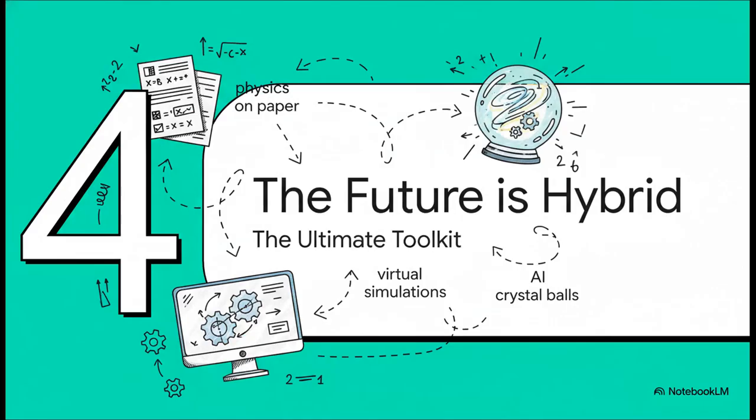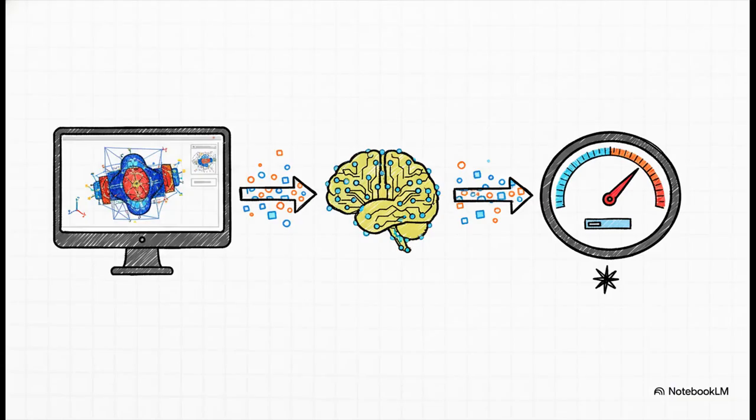So, okay, we have physics on paper, we have this incredible virtual simulations, and now we have these AI-powered crystal balls. So which one is the best? Well, the future isn't about choosing just one. It's about combining all of them into the ultimate toolkit. The most powerful and exciting new approaches are all hybrid.